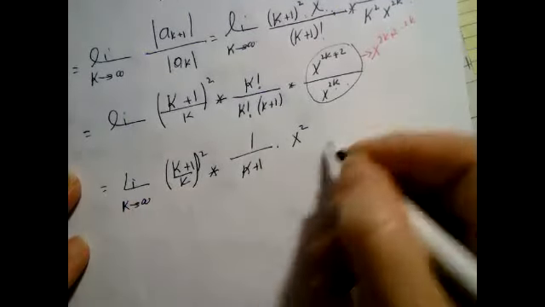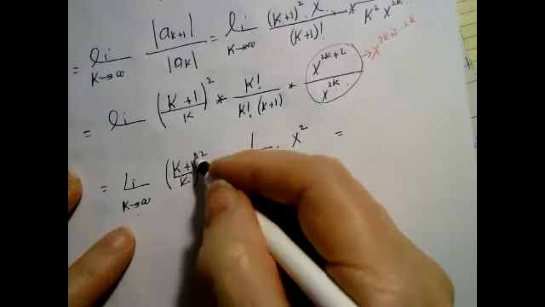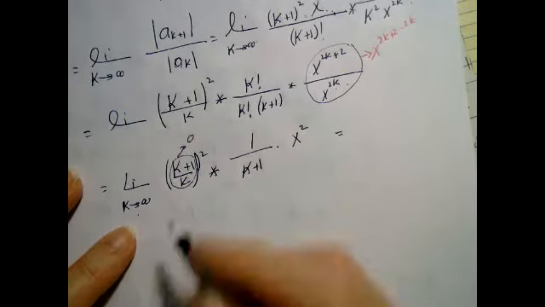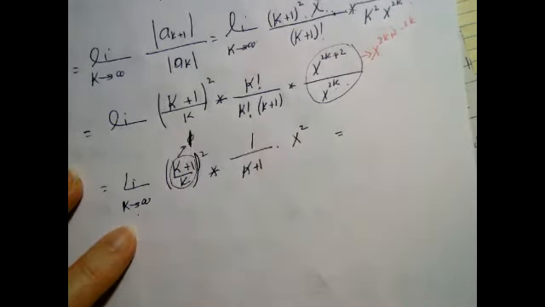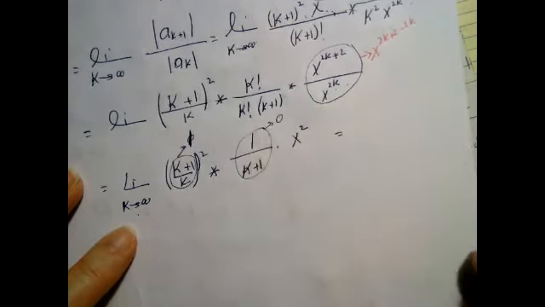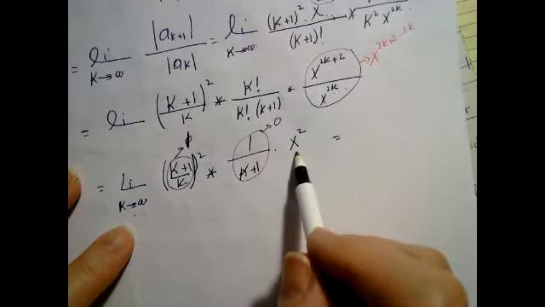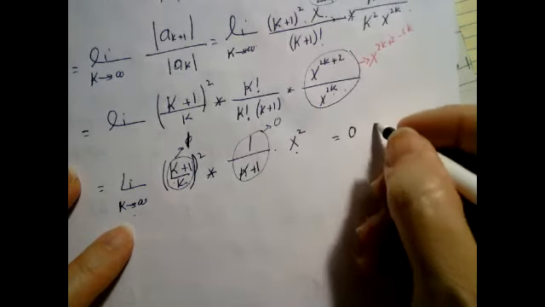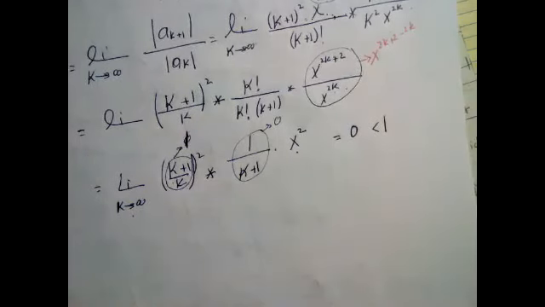Equal to, when k goes to infinity, this term goes to 0. Sorry, my apology. This term goes to 1. It's (k plus 1) over k. This term goes to 0. And this is x squared. So this limit is going to be 0, which is less than 1. What does this mean?